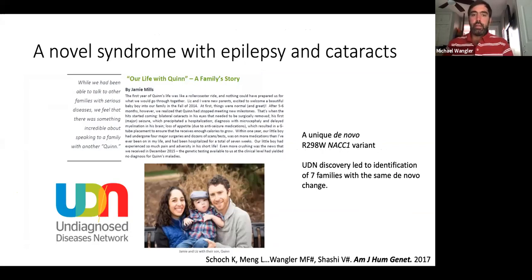And this family, their son is named Quinn. And Quinn had a unique de novo arginine substitution in a gene called NACC1. What was amazing about this was that Quinn enrolled in the UDN, and we had the NACC1 variant nominated. Within a matter of weeks, we found 7 other individuals across different genomic databases with the identical de novo change. So 7 independent de novo events.